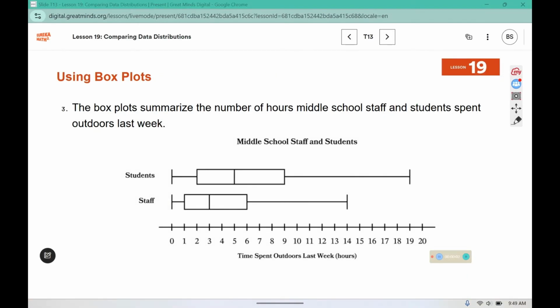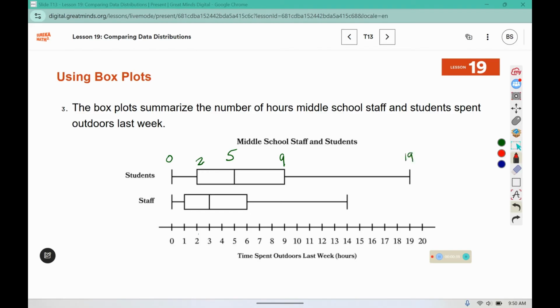The box plot summarizes the number of hours middle school staff and students spent outdoors last week. We're going to use these two data distributions to help us answer parts A through G. A says, state the 5-number summary values for the student data distribution. Our minimum is 0. Q1 lines up at 2. The median is at 5. Q3 is at 9. And the maximum is at 19.